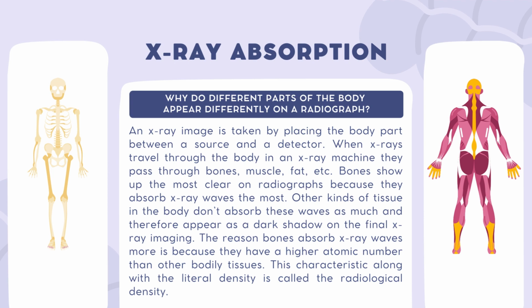And what makes up the radiological density is the literal density and also the atomic number of the tissue. So bones have a high atomic number, much higher than any other bodily tissues. So this creates a radiological density that absorbs X-rays more.